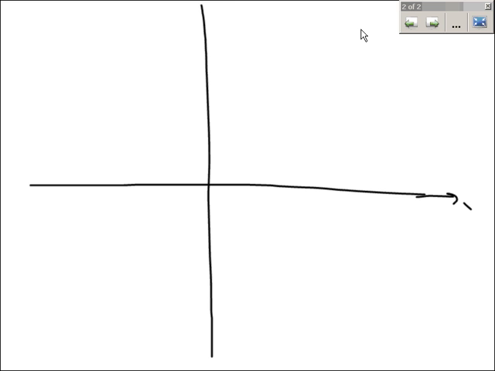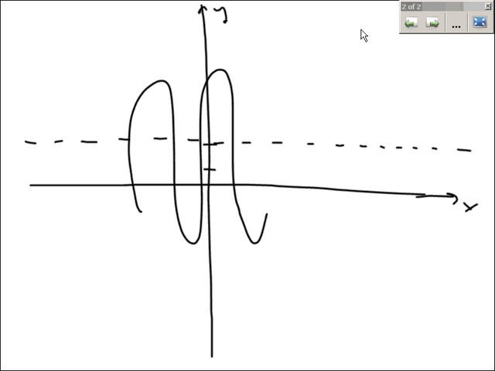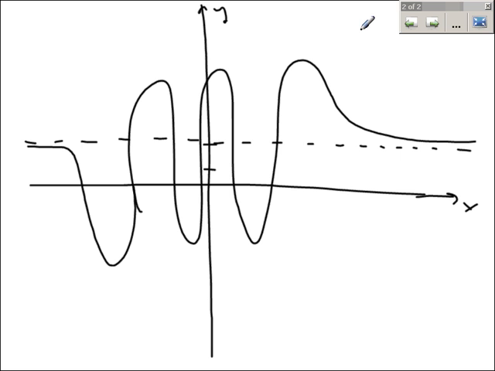Here is your x and your y-axis. Let's suppose y equals 2 is the horizontal asymptote. That means when x gets very, very large, the graph will get close to that line. For example, it can be crazy when x is small, but when x starts getting large, it's going to get closer and closer to that line. Okay, that's what horizontal asymptote means. Get rid of this picture, and then we'll talk about vertical asymptotes.